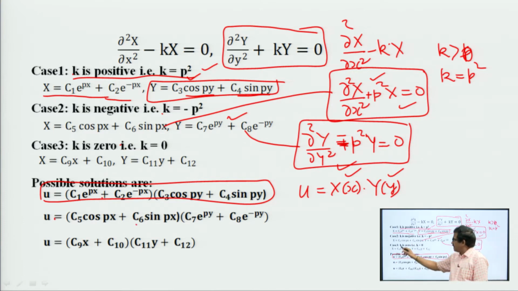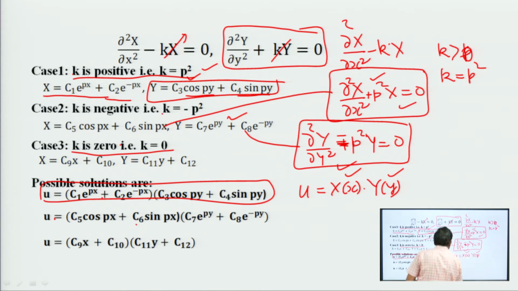Third case, if k becomes 0, then what will happen? If k becomes 0, then you can see our first equation, the left hand side term, the second term would be 0, and if k is 0, this term is again equal to 0.